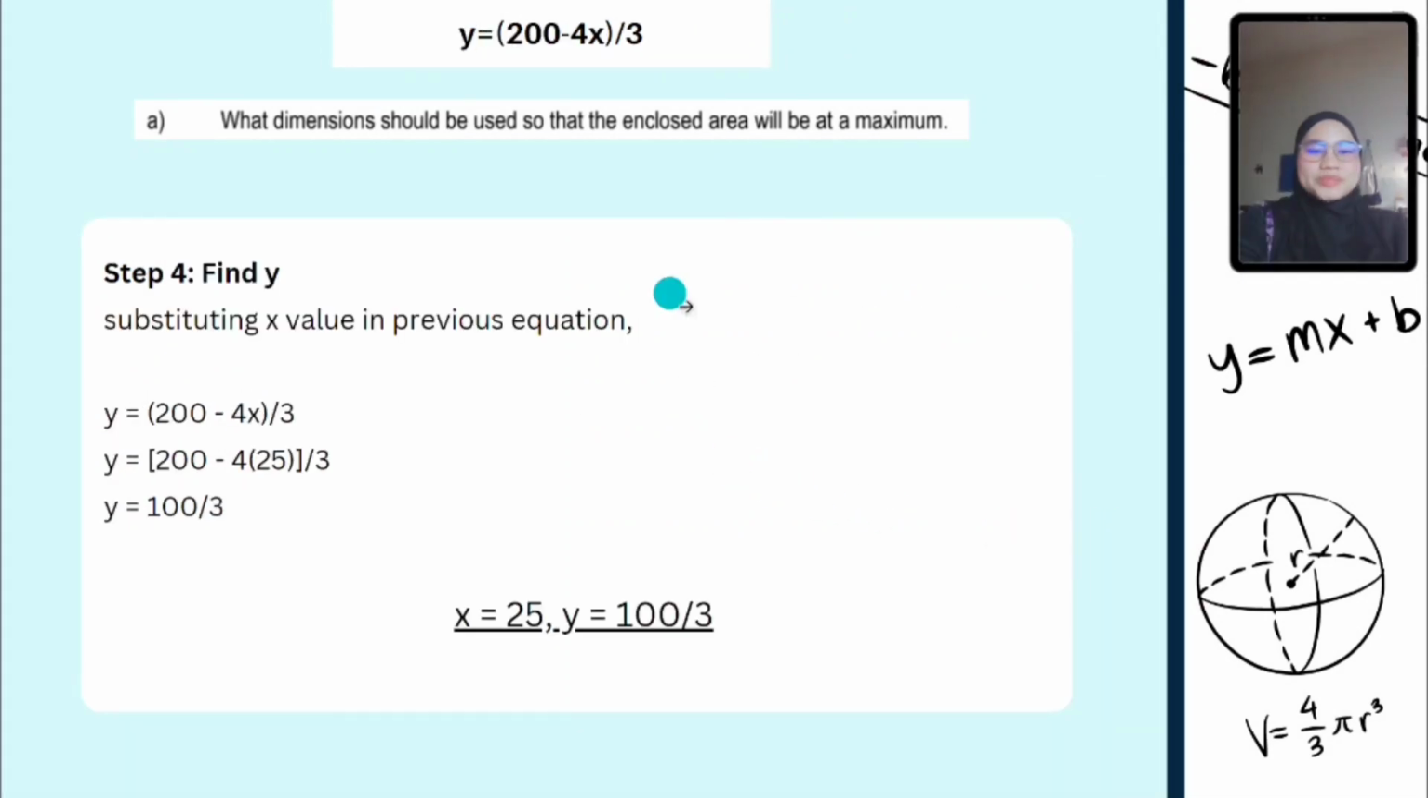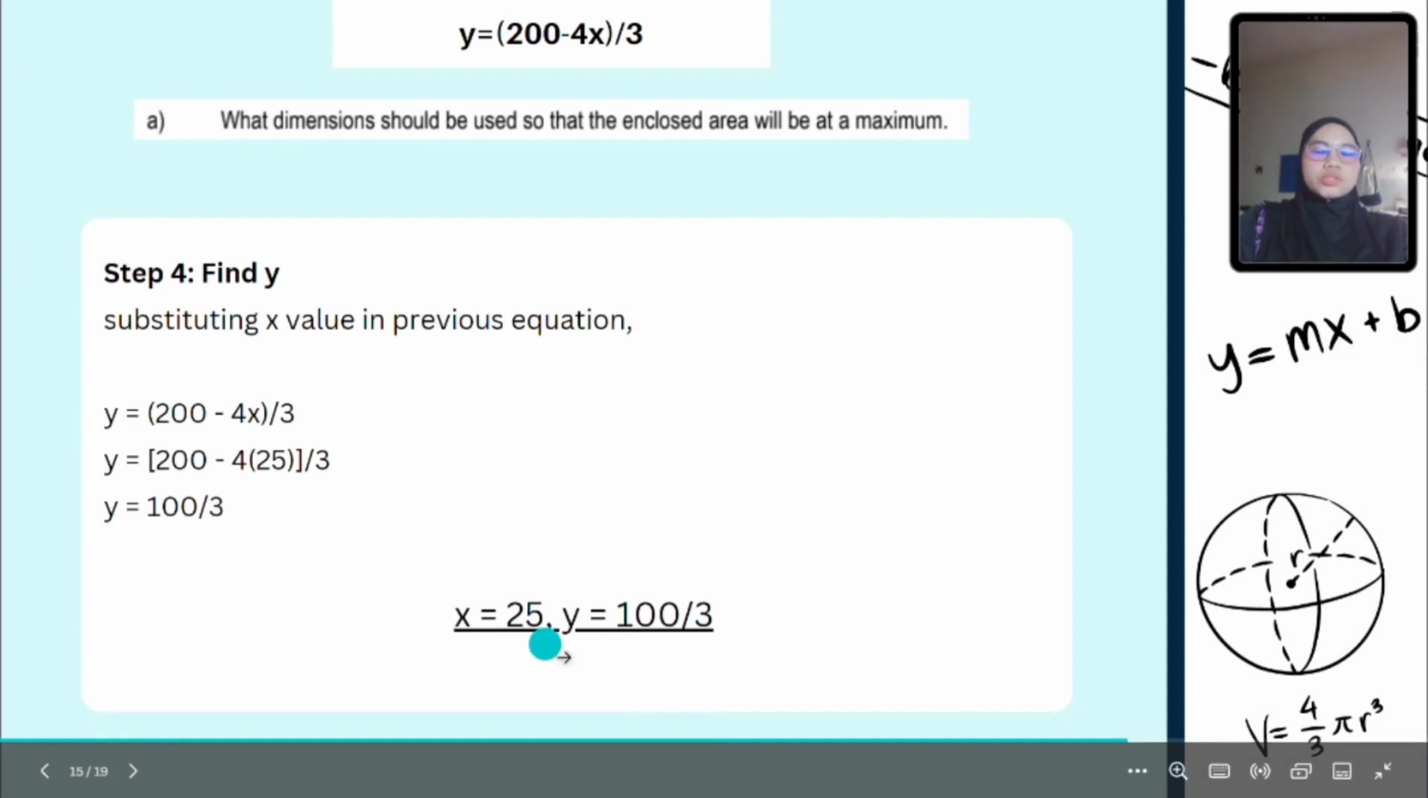For the last step, step 4 is to find y. Substituting the x value into the previous equation, y equals (200 minus 4x) over 3. y equals (200 minus 4 times 25, which is the value of x) over 3. The final answer for y is 100 over 3. So, at the end, we got the answer: x is 25 and the value for y is 100 over 3.